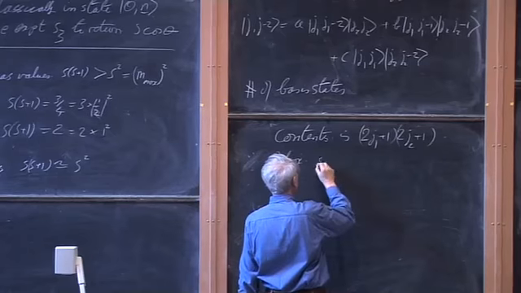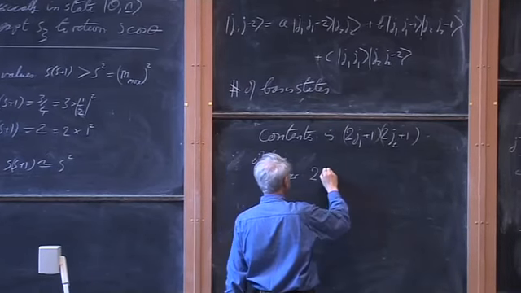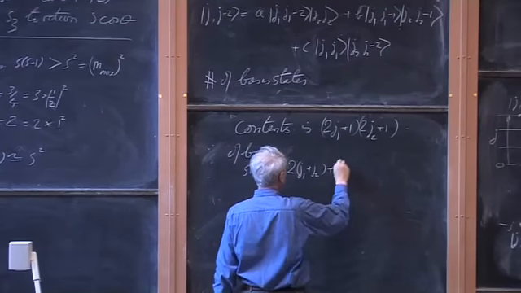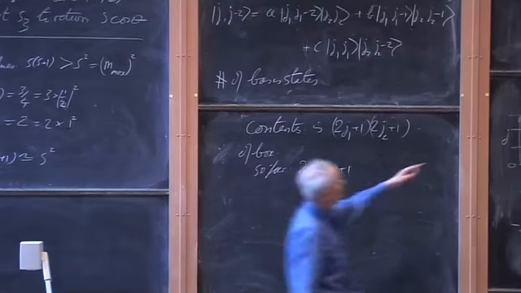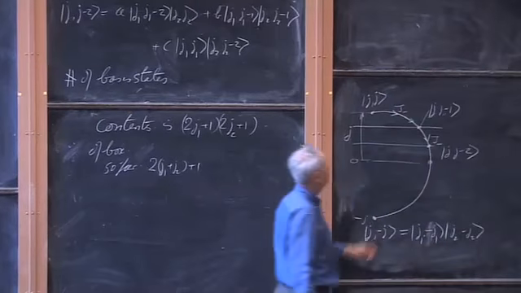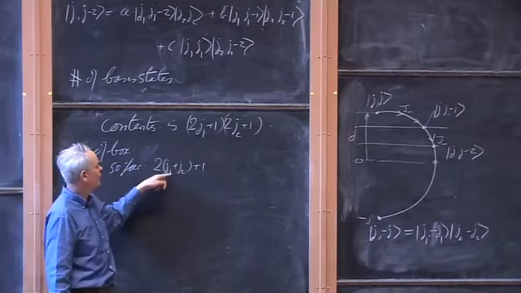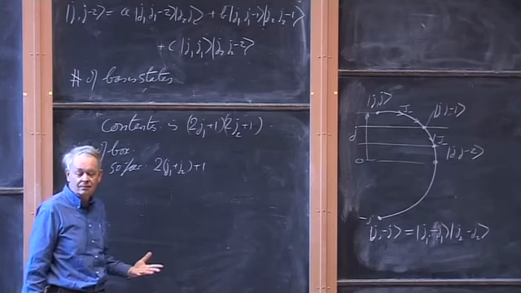So far, we've got 2(J1 + J2) + 1. Right? Because this is J1 plus J2, and going around this circle, we get 2(J1 + J2) states. And that's much less than this if J1 and J2 are big. So we haven't got enough states.